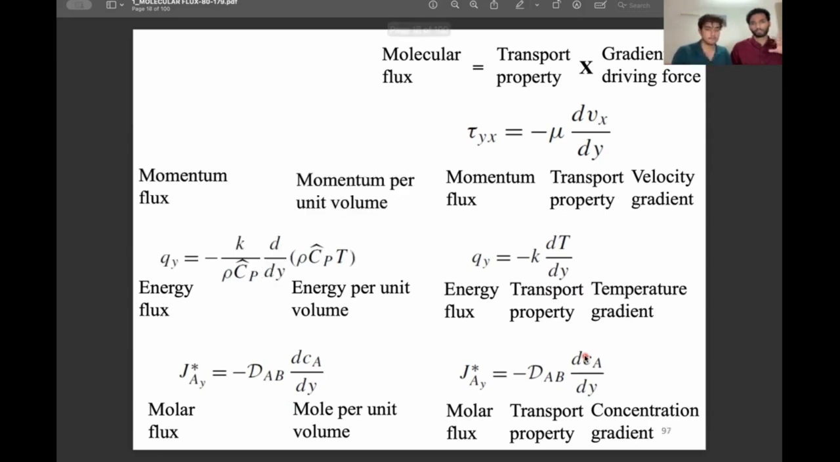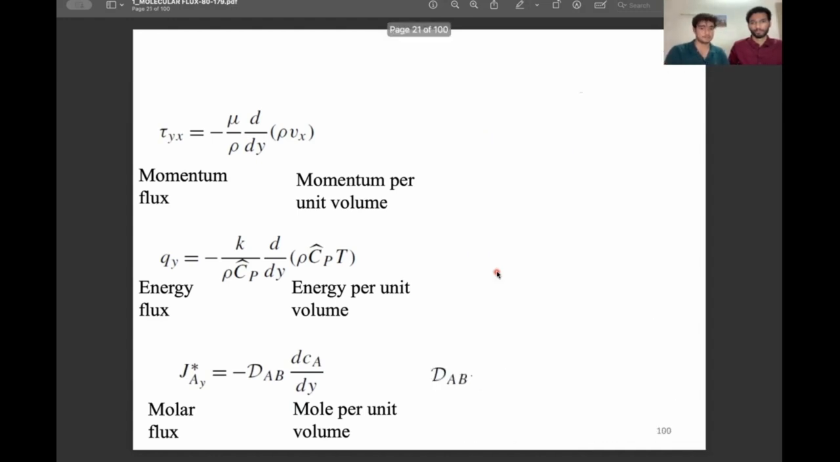Now it's time for Newton's law of viscosity to be changed with momentum per unit volume. So we will multiply and divide it by rho Vx. Actually, Vx is already there, so we just have to multiply and divide it by rho. Right. Now we can observe that we have made these laws more similar as compared to earlier by just changing their units.